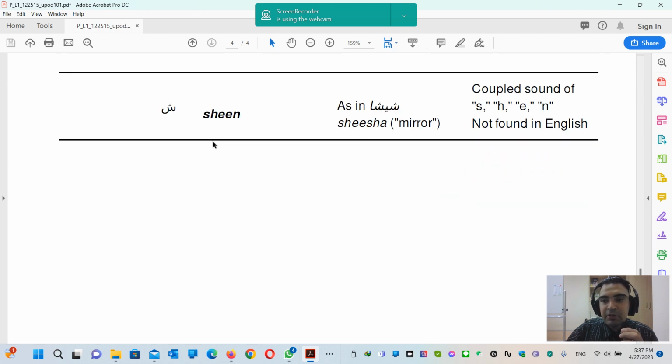And then we have the word sheen, as in shisha in Urdu. The word shisha, which means mirror in English, uses the same sheen as an initial sound for this particular word. And if we want to understand its pronunciation in English, it's a bit difficult to understand directly because it is not found in English, but you can assume it has a coupled sound of S, H, E, and N when we discuss the overall comparison.